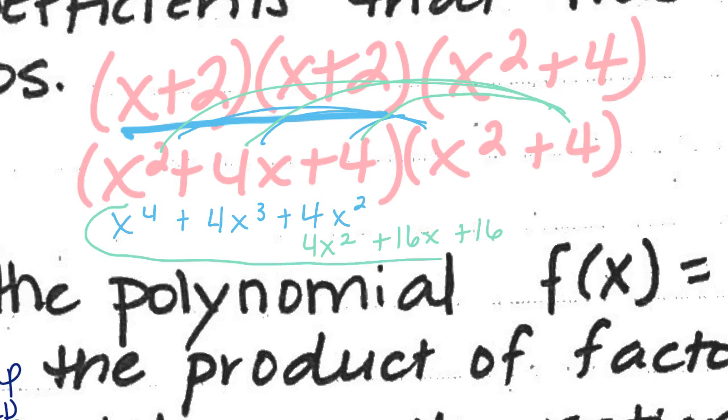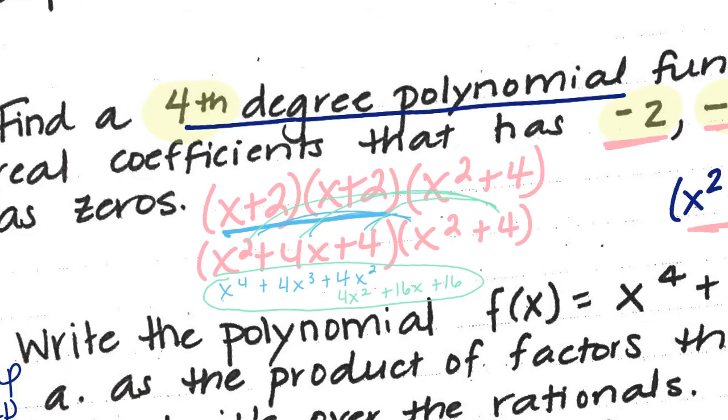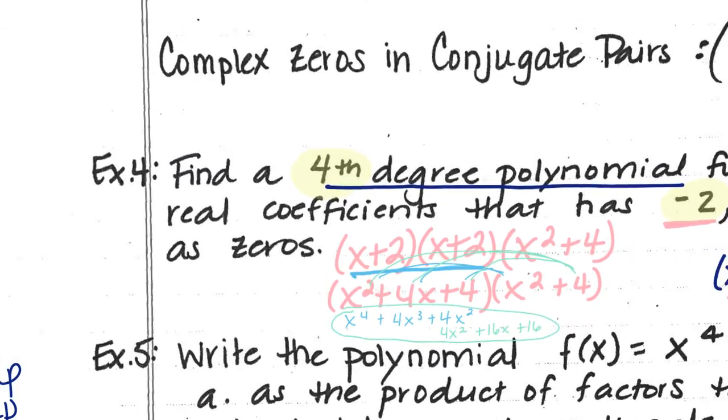And when I add these together, I get my fourth degree polynomial. I'm going to write it over here. Hopefully you can still see it. f of x equals x to the 4th plus 4x cubed. I'm going to add these two, plus 8x squared plus 16x plus 16.